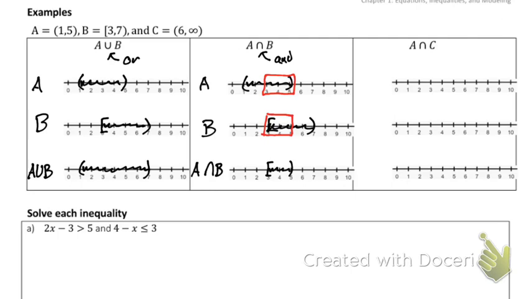Our last one is A intersects C. So where do they overlap? A, once again, is 1 to 5. But C, we haven't used C yet. C was 6 to infinity, not including 6. So now we're looking at where do these two things intersect?